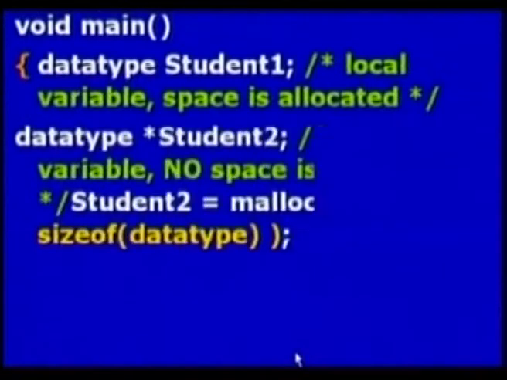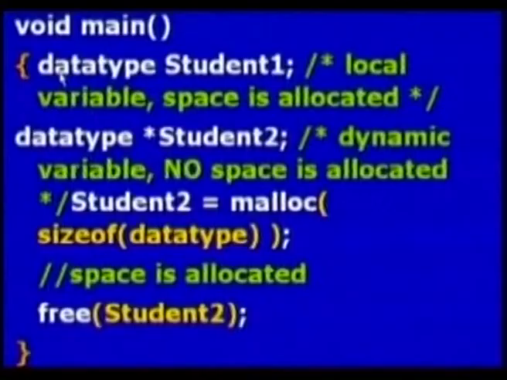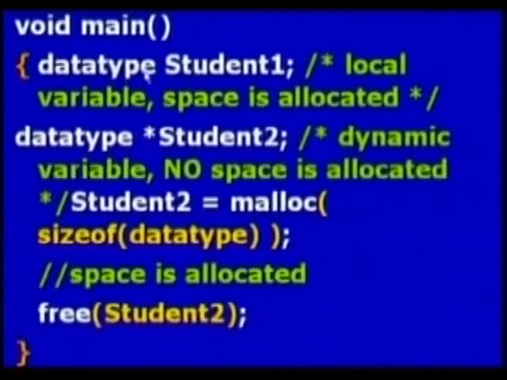Static and dynamic variables. Well, let's look at the following examples to distinguish between these static and dynamic variables. When I say data type, any data type, integer, float, whatever, student 1. Well, student 1 is a local variable within this function main, okay? And a memory of this size has been allocated for it. This is static allocation, okay? And the operating system, once you exit this program, is going to free the space in here.